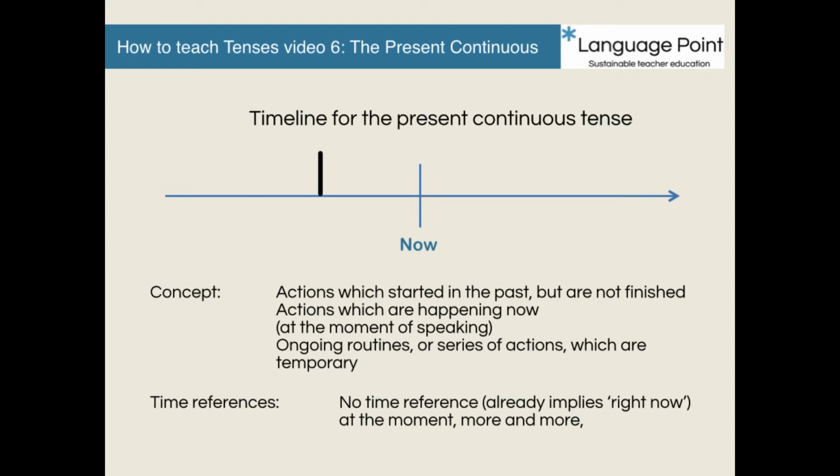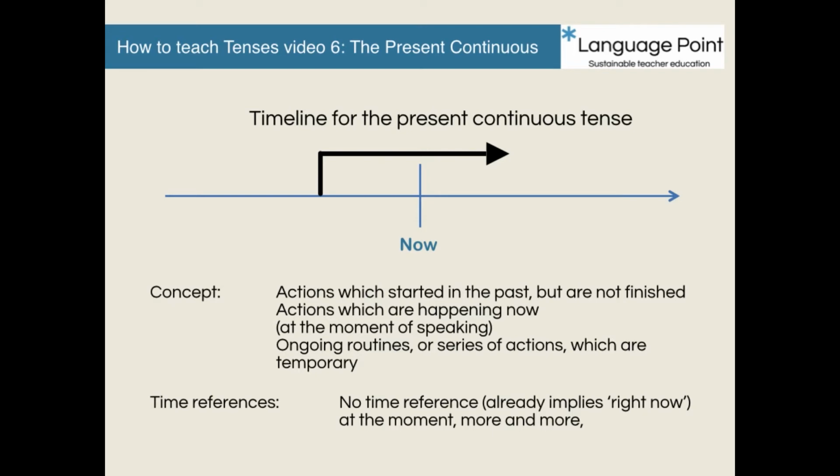To show the present continuous on a timeline, it's really important to highlight where the action starts. So we would use a point in time. I use a bar, which happens before now, so it starts happening in the past, and then the continuous action starts at that point and continues ongoing through now.